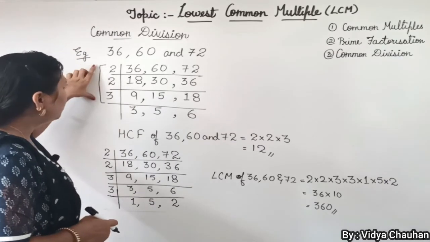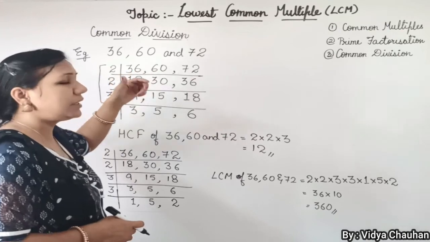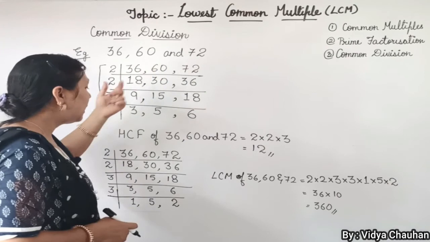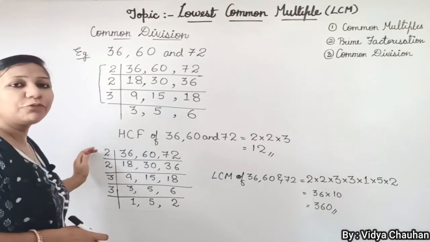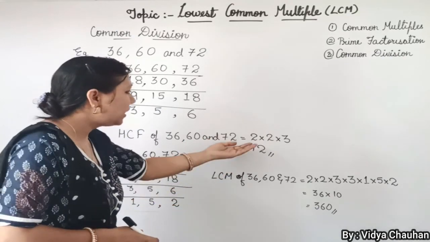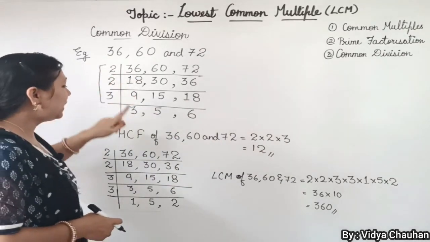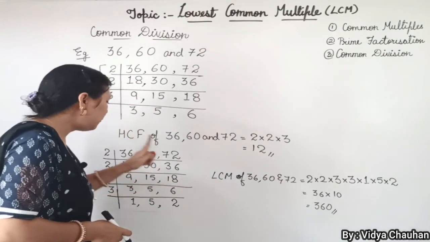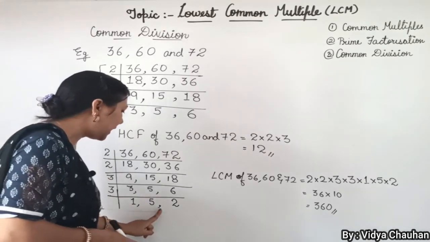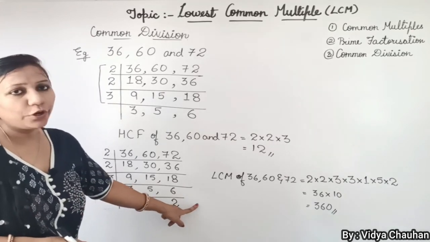For HCF, you just have to divide the numbers till the time all the given set of numbers, whether 2 numbers, 3 values, 4 values, whatever numbers are given, are divisible. But for LCM, we have to divide till the time at least 2 values are dividing up. After that, you just have to multiply the factors in the vertical column in case of HCF, and for LCM, we multiply all the factors on the vertical side as well as the remainders, or you can say the quotients left at the bottom.